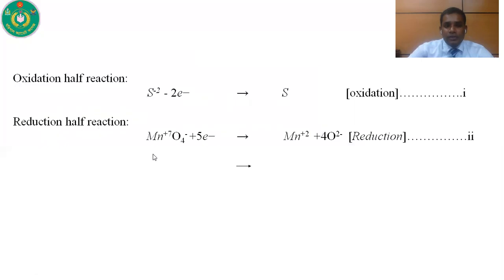Now the reduction half reaction: Mn +7 converts into Mn2+. So it accepts 5 electrons. As it accepts 5 electrons, it is a reduction reaction. And for balancing 4 oxygen, we need 8 H+ ions. So 4 O2- combine with 8 H+, and we get 4 H2O.